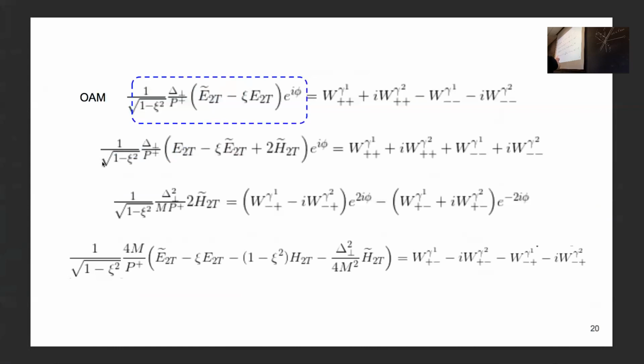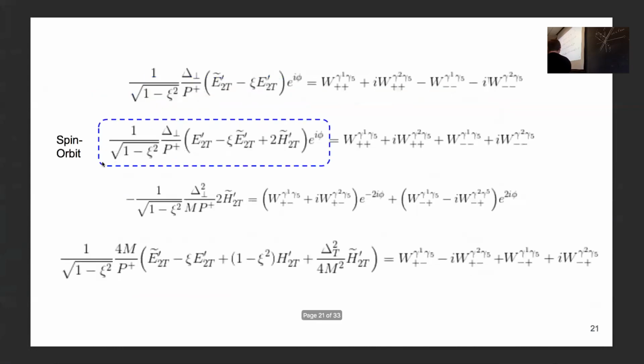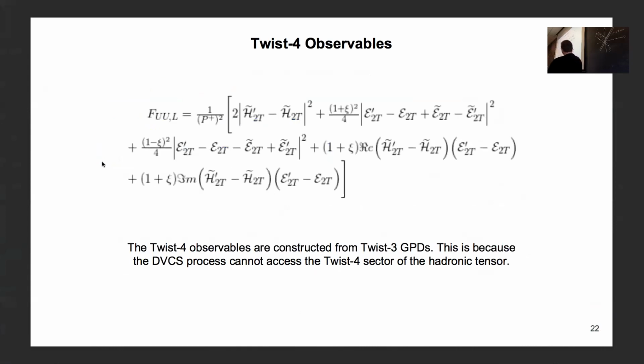So this is the idea behind OAM, and similarly, when you look at the axial vector, you get the spin orbit coupling. But the rest of these have physical meaning. It's just figuring out and playing the game with the helicity amplitudes on what you're looking at. So you can also access twist-4 observables, but as you can see, these are not in terms of the twist-4 GPDs, because we can't access the twist-4 GPDs. We would need 2 longitudinally polarized photons, which is not DVCS.